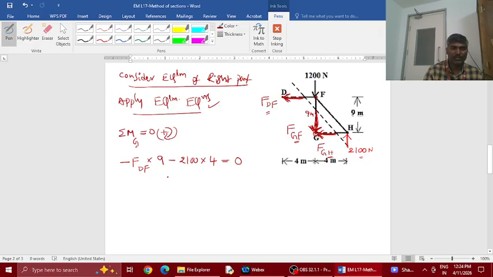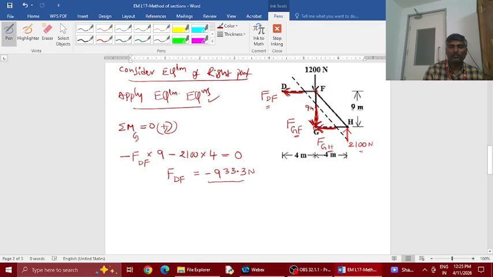So this will give me the F_DF value, which is equal to minus 933.3 Newton. So you got a negative sign. The reason is you assumed it to be tension, away from the section, the pulling force, but it is actually a compression. So that is what this means. Let us try to find the other forces also.